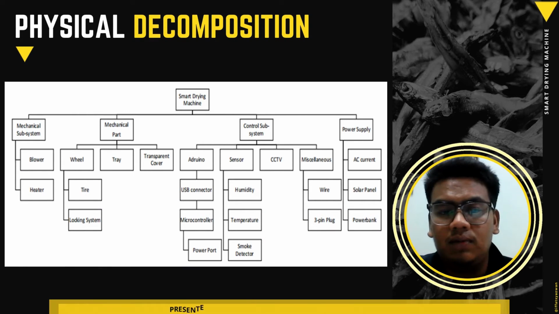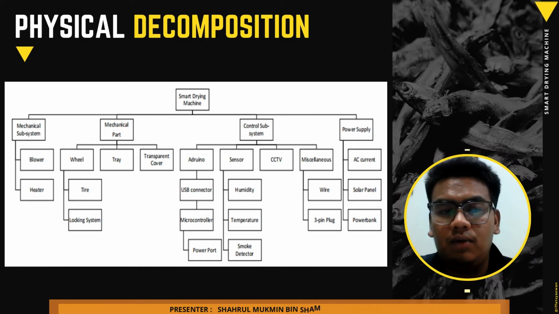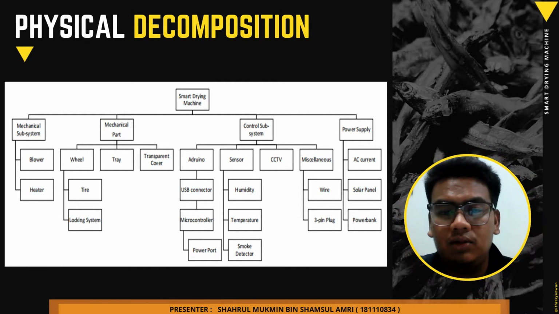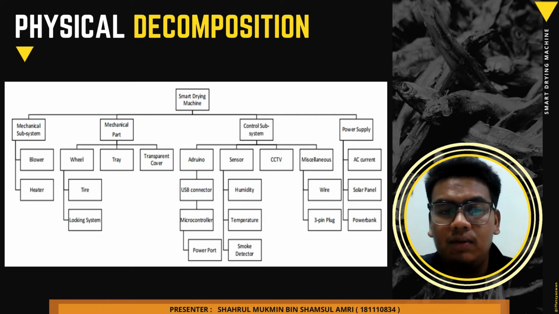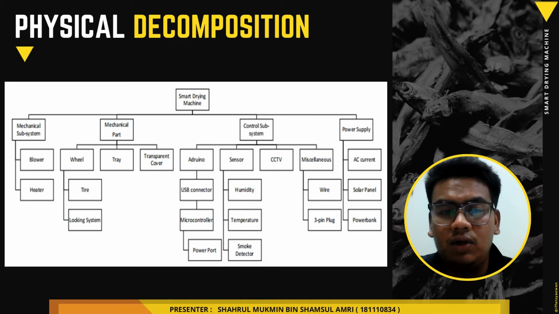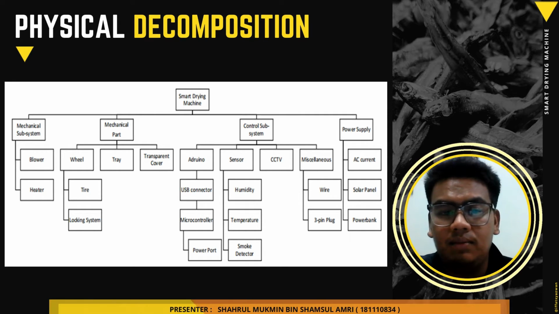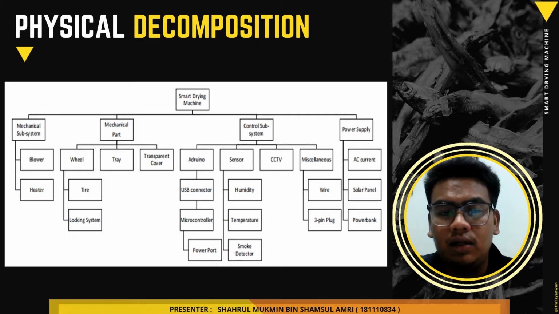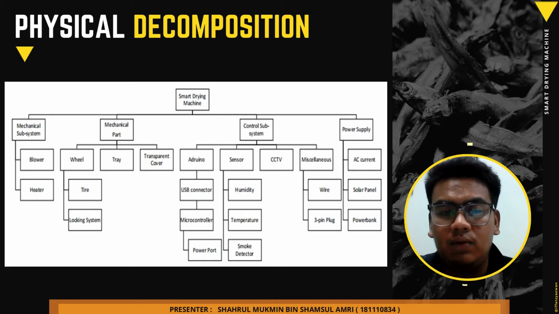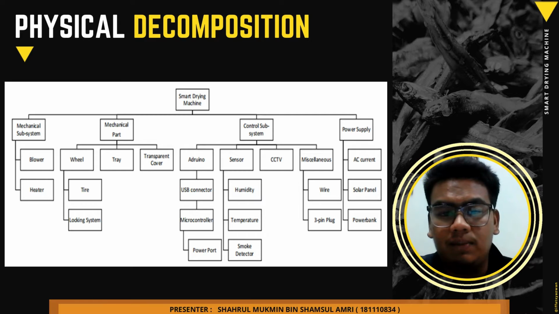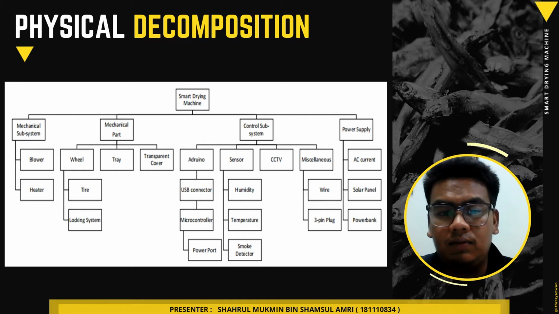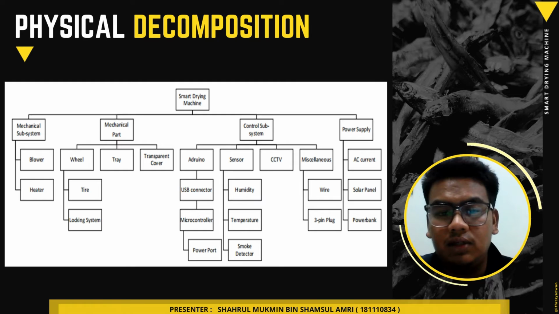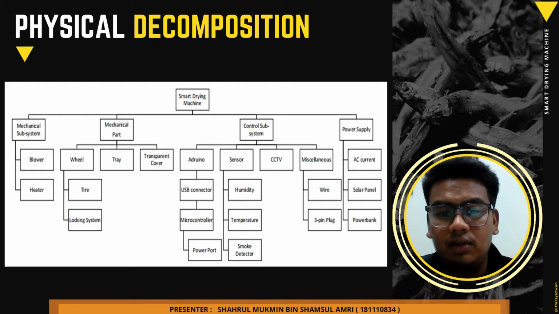Physical decomposition of the smart drying machine was divided into 4 parts, which are mechanical subsystem, mechanical part, control subsystem, and power supply. For the mechanical subsystem, we have a blower and heater. For the mechanical part, we divide it into 3 parts, which are wheel, tray, and transparent cover. For the wheel, we have tire and locking system. Other than that, for the control subsystem, we have Arduino, sensor, CCTV, and miscellaneous.